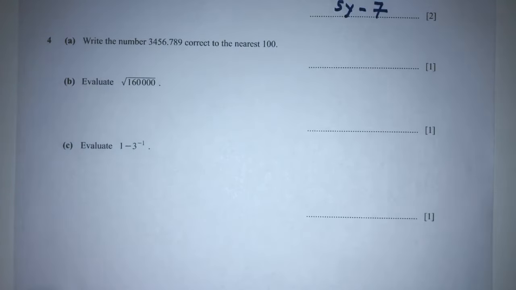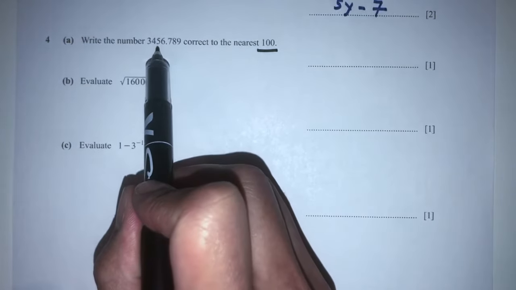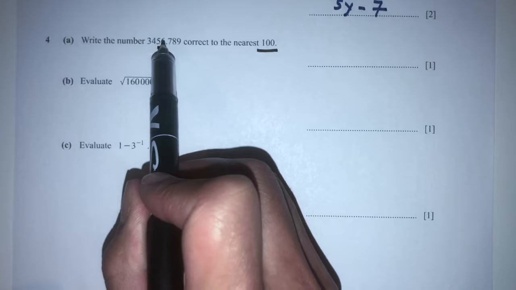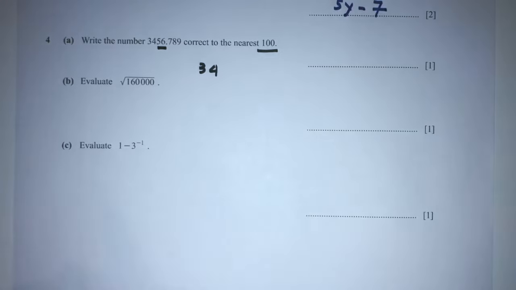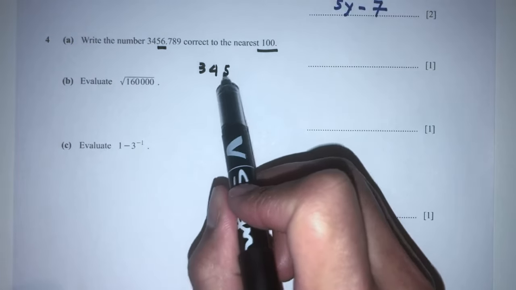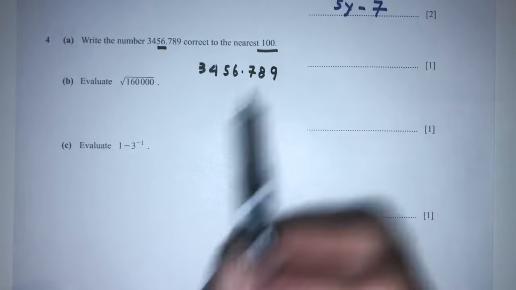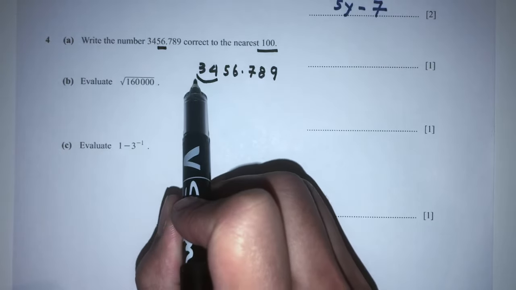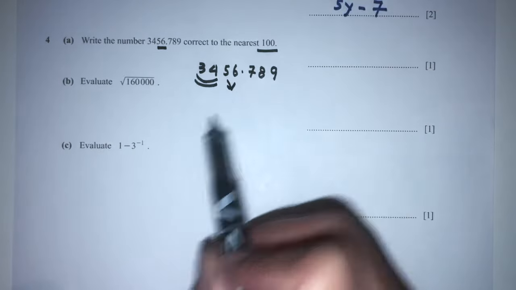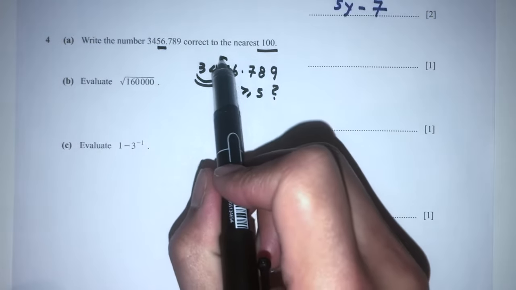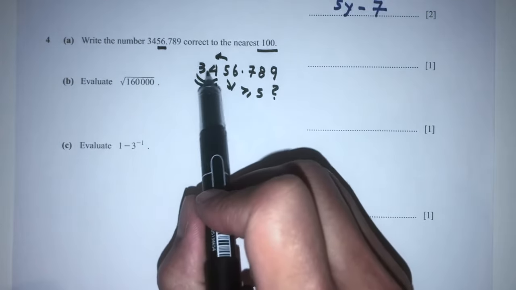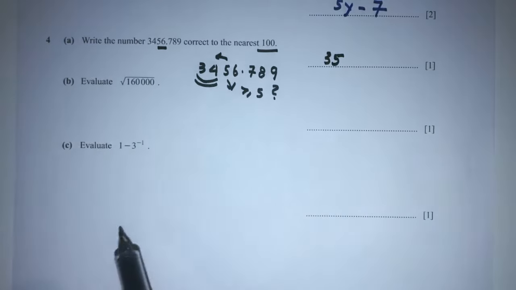Now for this part, we have to write down this number to the nearest 100. So here we have 100, so 2 zeros, right? We have to look at these two to see how it's going to change. So the first two for now, we have to leave by themselves. Now we have to look at this number here. Is this number more than or equal to 5? Yes, it is. If it is, then we have to add 1 to the first two. So 34 plus 1 is 35, and the rest will become 0.